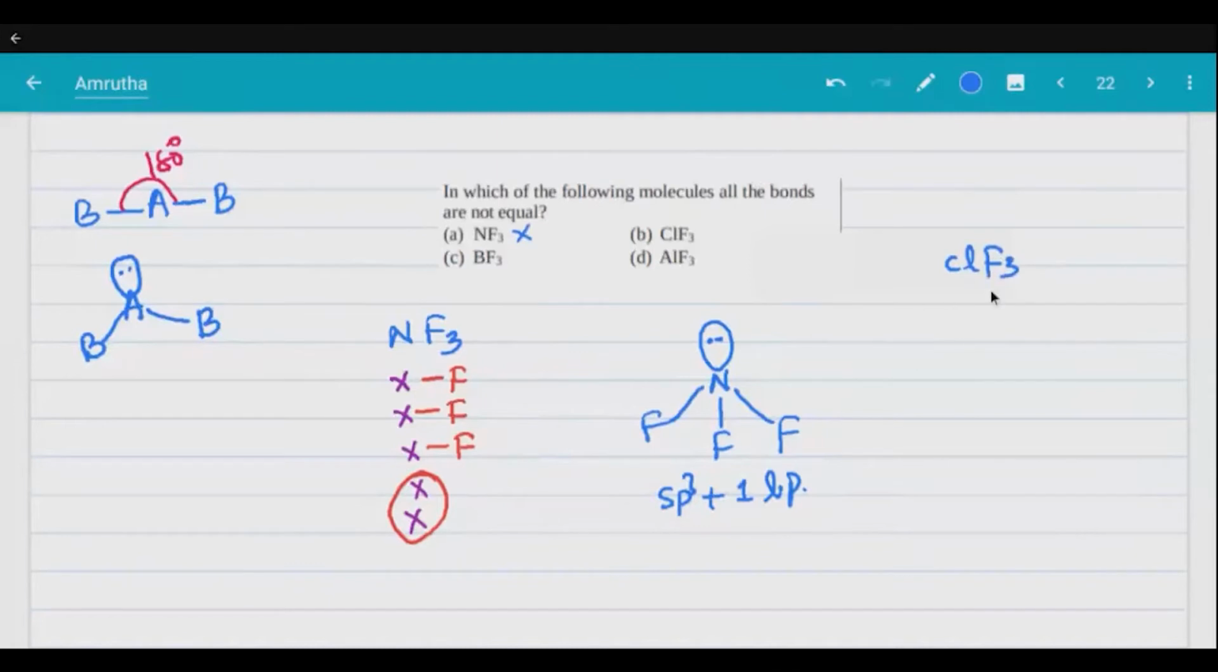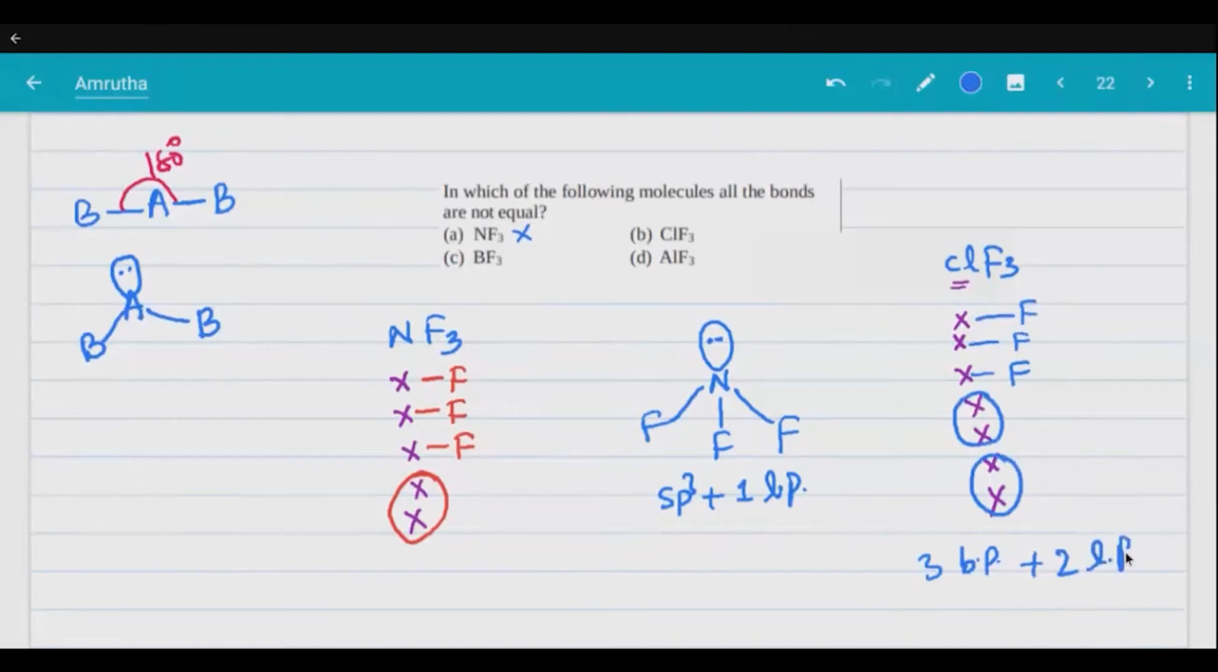Cl is the central atom. So quickly write how many electrons are there? Cl, 7 electrons. It is 7th group, right? 1, 2, 3, 4, 5, 6, 7. And look at this, fluorine, 1, 2. So look at the count now. What is the steric number here? Tell me, what is the steric number? 5. Steric number is 5. 1, 2, 3, 3 bond pairs, plus 2 lone pairs. So 5.